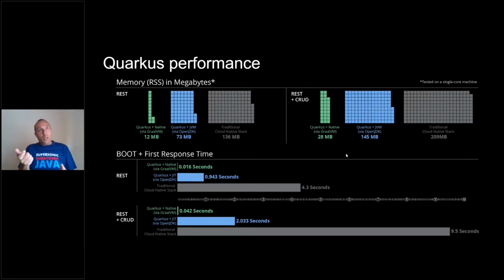You can even set a property so you don't have to download or install GraalVM. It will download the Docker image and run GraalVM for you, and the proper version will generate the native artifact, and that's it. You don't have to care about it. So that's super easy. And about the first-time response, it goes from more than 4 seconds to 16 milliseconds.